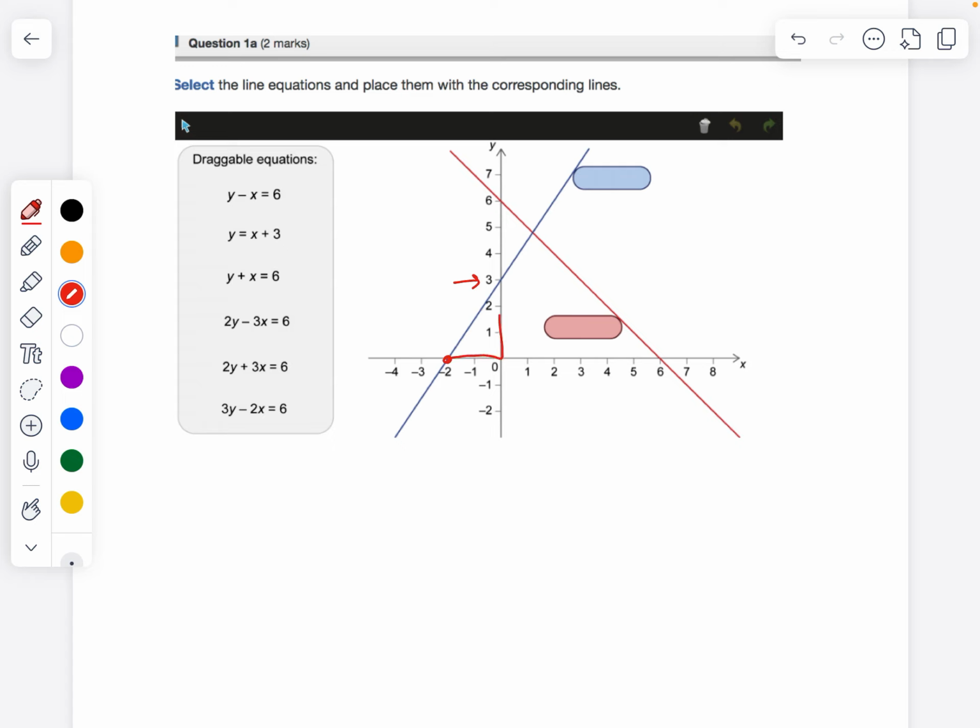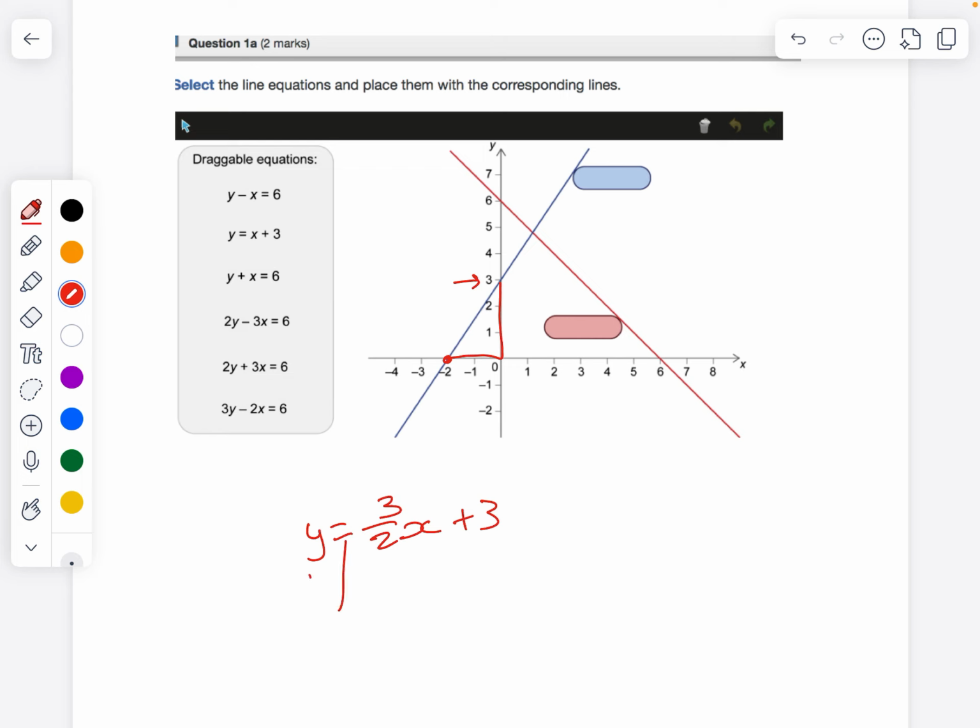We also know that it crosses this point here. So I'm going to write the equation of this line. First, the gradient, you could do rise over run. So that's going to give me 3 over 2x. The y-intercept is 3. But if we look, that equation isn't here. So I might have to do some rearranging.